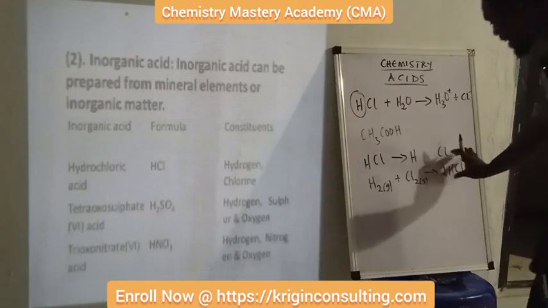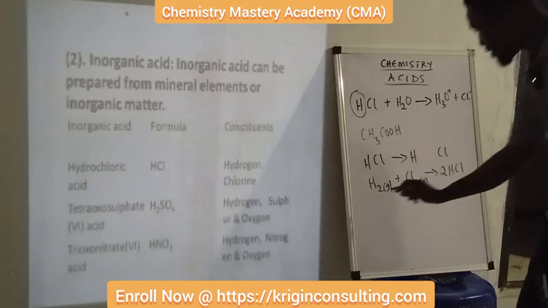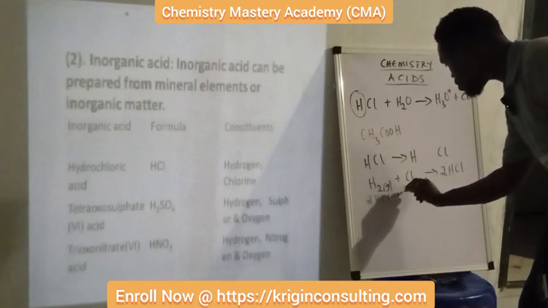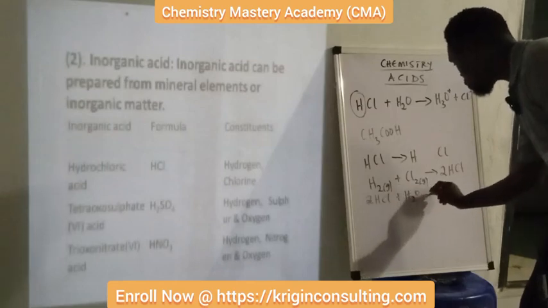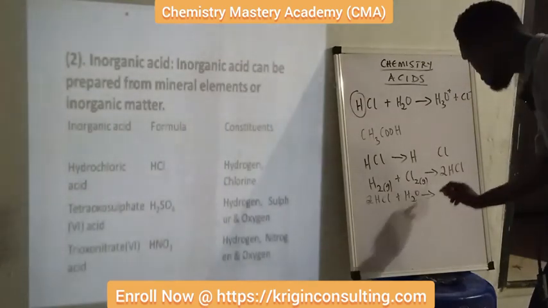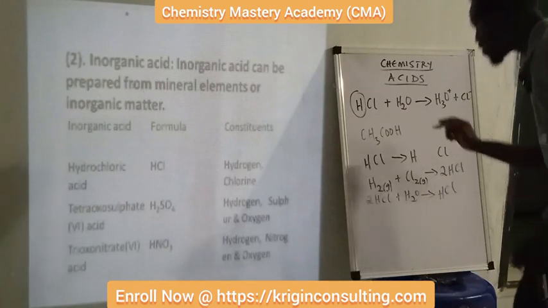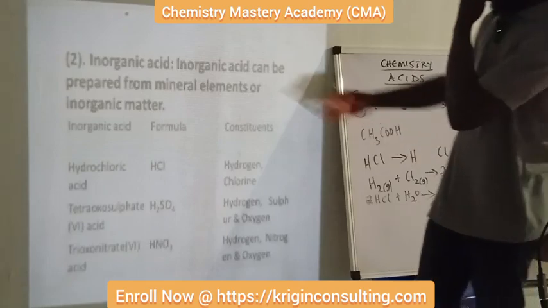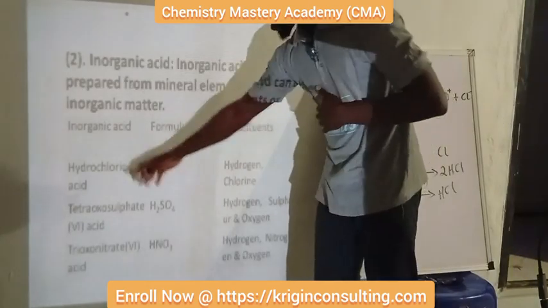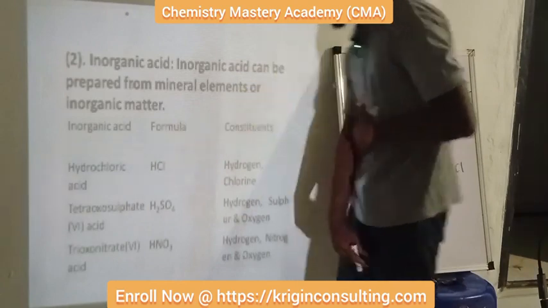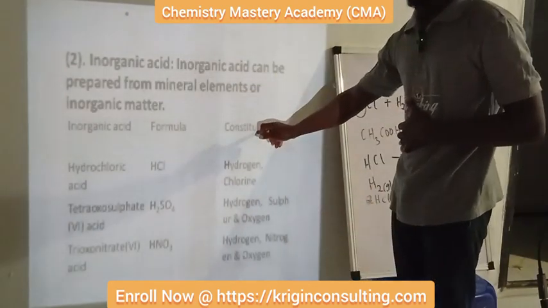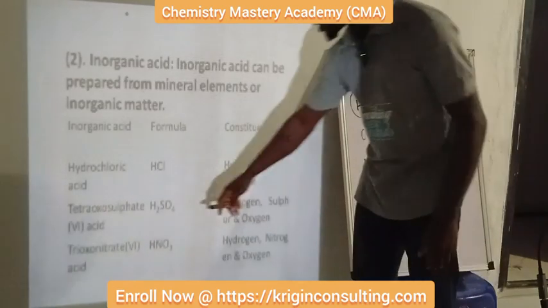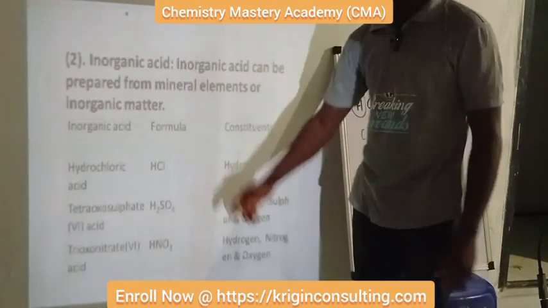Okay, then you take this 2HCl and dissolve it in water. Now, when you take this 2HCl and dissolve it in water, you will now successfully form what? Hydrochloric what? Acid. I believe that's clear. So, inorganic acid, now we have hydrochloric acid. The formula is HCl. What are the constituents? What makes it up? Hydrogen and what? Chlorine. Then we have tetraoxosulphate 6 acid, that's H2SO4.